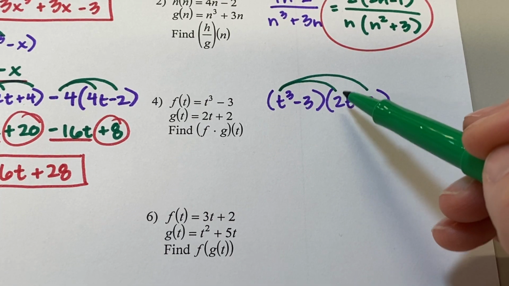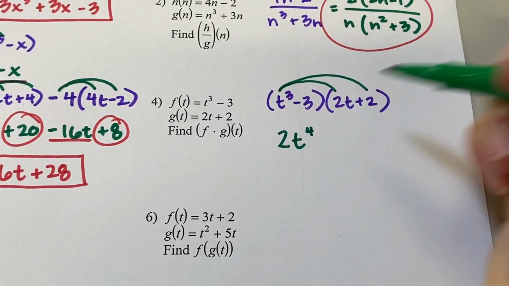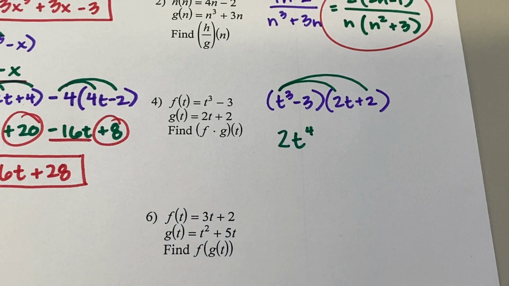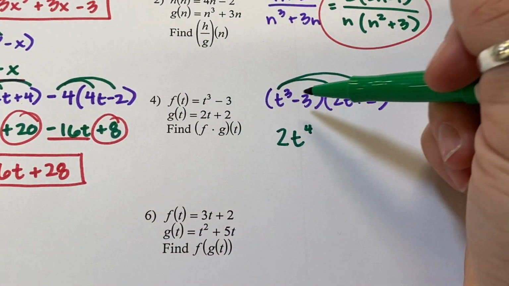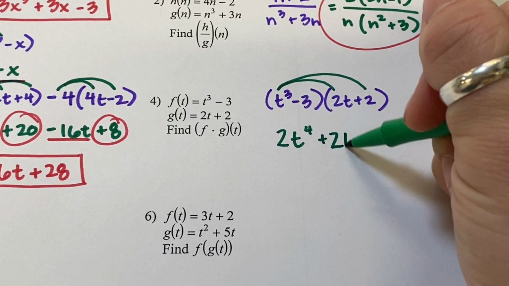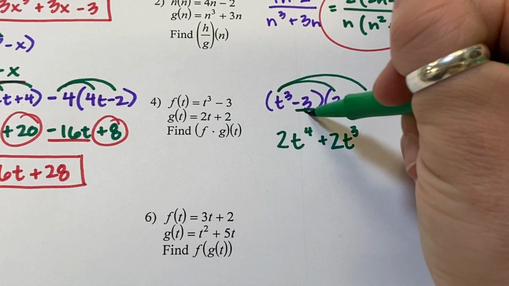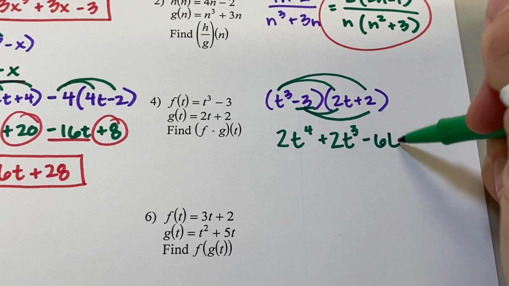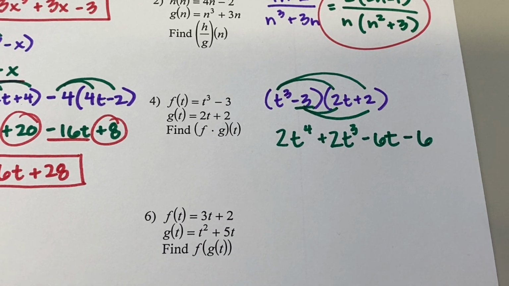T cubed times 2t. Well, that's just going to give me 2t to the 4th, right? 3 t's multiplying to another t gives me 4 t's being multiplied together. Then I got to take t cubed multiplied to the 2. Well, that's just going to give me positive 2t cubed. Now I need to take my second term, multiply it to everything inside. -3 times 2t, -6t. -3 times positive 2, -6.